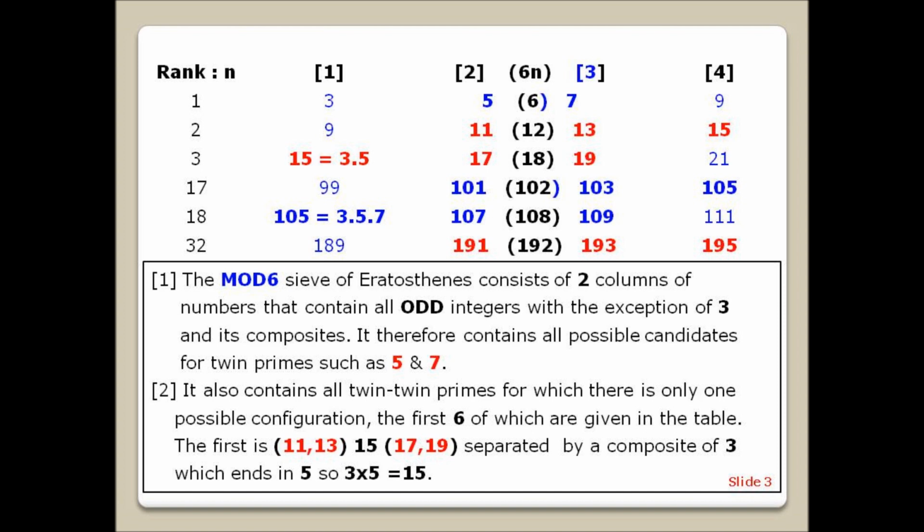2. It also contains all twin primes for which there is only one possible configuration, the first 6 of which are given in the table. The first is 11 13 with a composite of 15 in between, and 17 19 separated by a composite of 18 which ends in 5, so 3 times 5 equals 15.